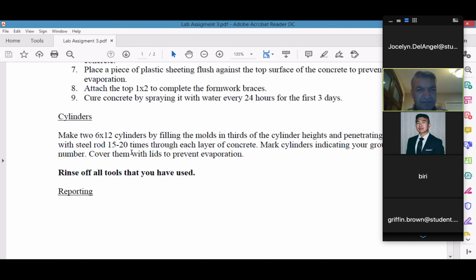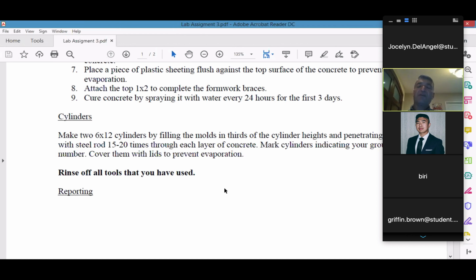And then tap it 15 to 20 times or as needed. And then mark cylinders indicating your group. Then you mark on the outside which group number you are in, smooth the surface out, and then put the white cover on it, right? And then you set it next to your beam, and you mark your beam and all that. Rinse all the tools off that you used so they can be used by the next group, okay?